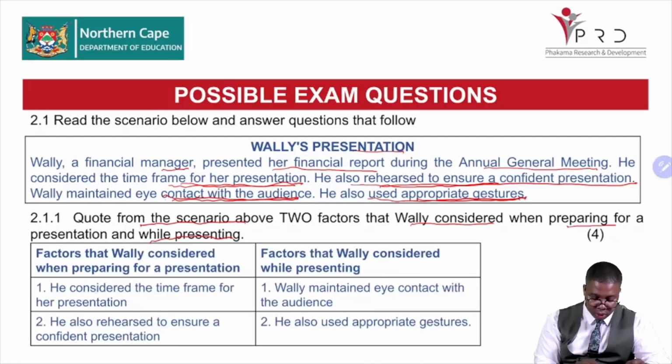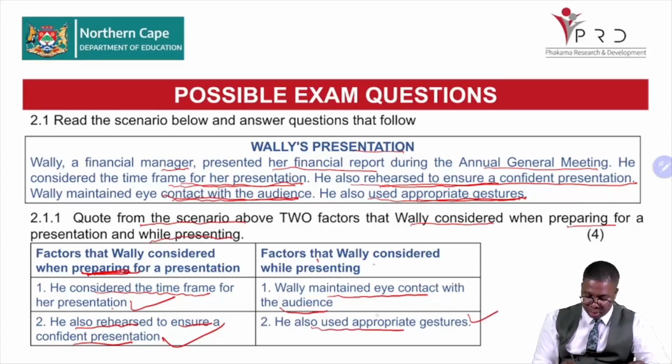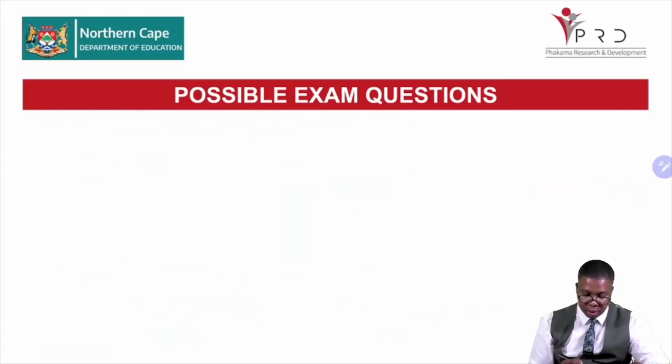Hence we say when you look into the solution, you consider the time frame for his presentation. This was during the preparation, and he also rehearsed to ensure confidence. This was also during the preparation. But when you look into what Wali had to consider when presenting, Wali maintained eye contact with the audience while presenting, and then he also used appropriate gestures while presenting. So that's how you go about that.